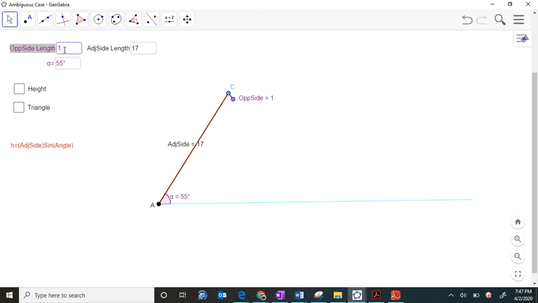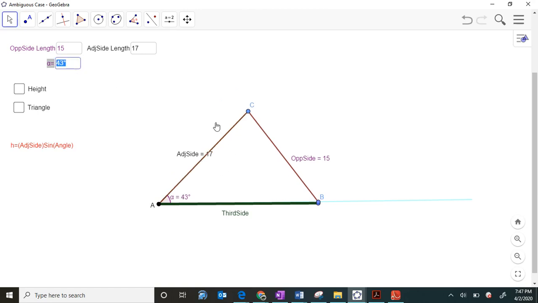So I know that the opposite side was going to be 15, so I'm just going to put down 15 there. And I also know that the adjacent side is 17. Okay, good. The angle that's given to us is 43, so I'm going to change that to 43. And so this is what we have, and that works out perfectly. So if I look at this, I need to figure out what the height is and see if it actually falls in there. My visual, I could see it, but what if I didn't have that visual there? And so I need to solve the height.